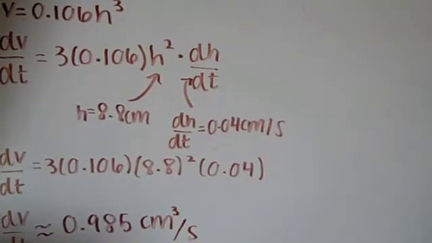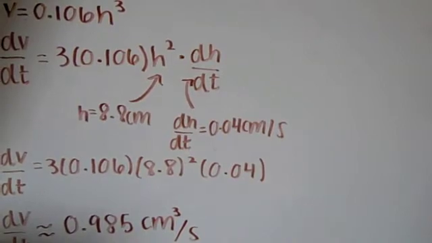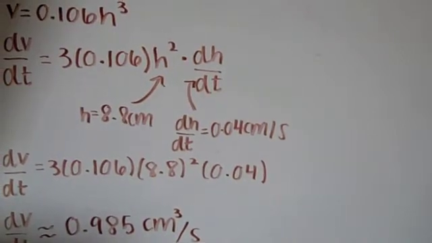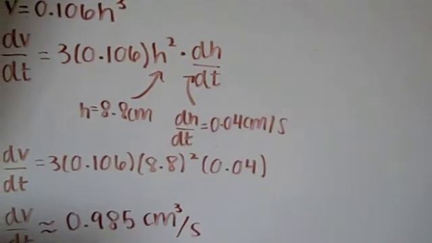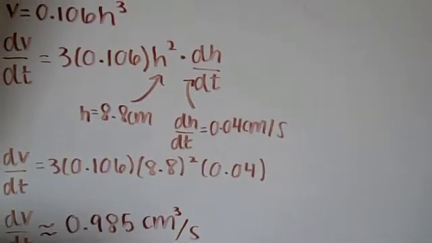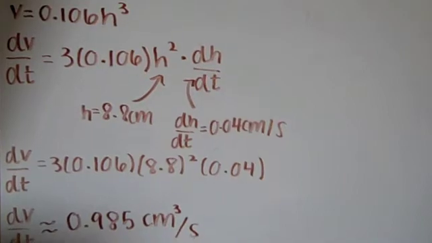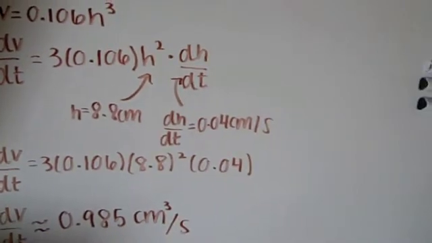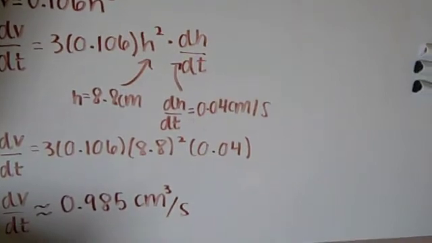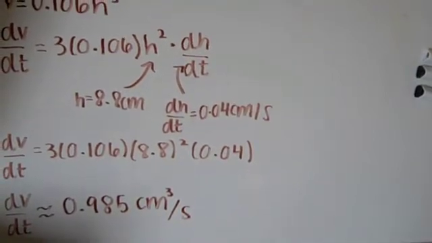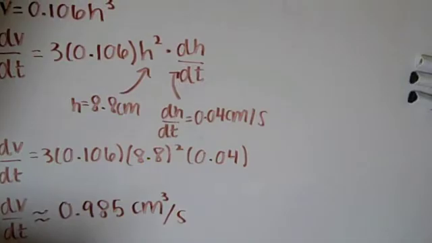Take the derivative of the volume equation using the power rule. This will give you 3 times 0.106 times the height squared times the rate of the height. Plug in 8.8 centimeters for the height and 0.04 centimeters per second for the rate of the height. Then solve to get 0.985 centimeters cubed per second as the rate of the volume.